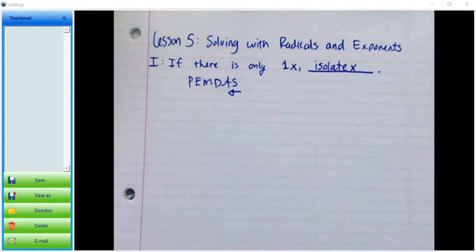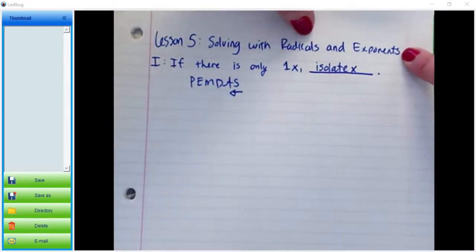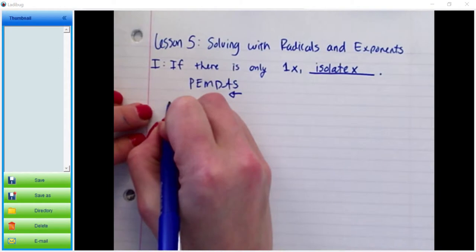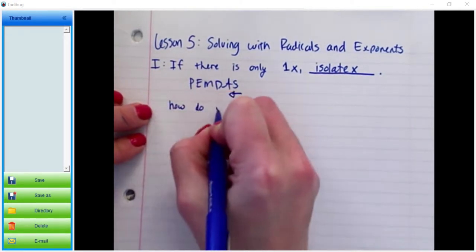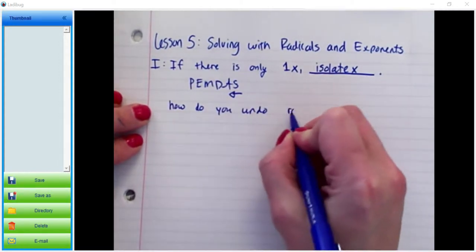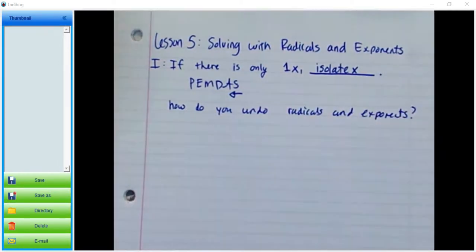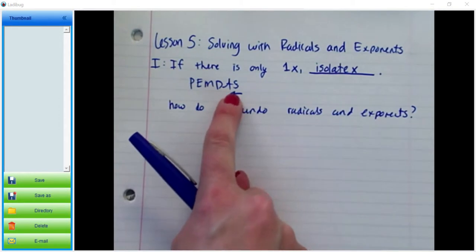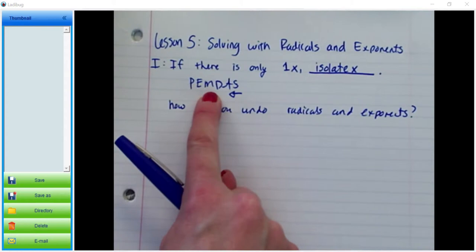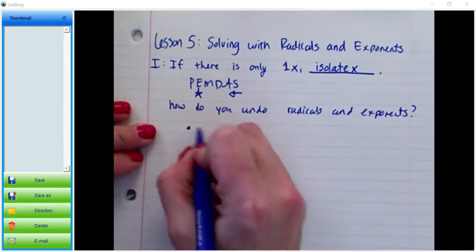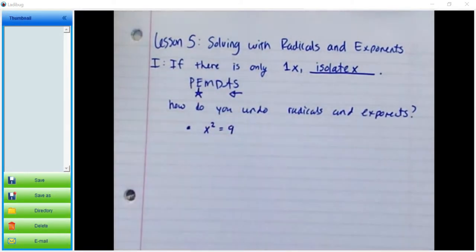Okay? Now, we're going to look at how you undo the new characteristics, radicals and exponents. We have to undo them to solve, and so we're going to start very simple. How do you undo radicals and exponents? Because you can undo add and subtract. Those are inverse operations. You can undo multiply and divide. We are here in the exponent category. We need to figure out how to undo the exponents. Okay? So we're going to start with nothing extra. All I'm going to do is have an exponent, and I'm trying to get to x.